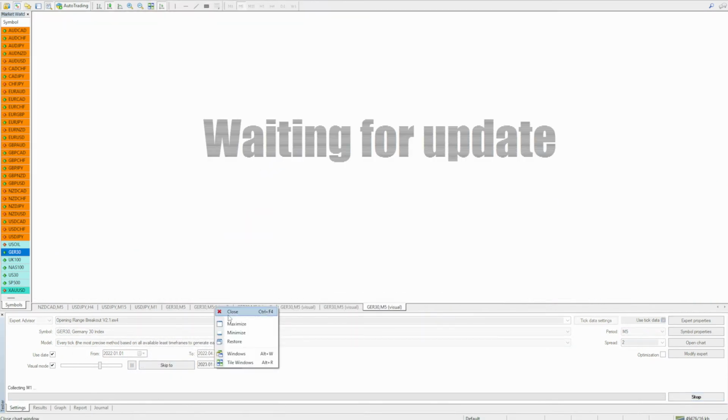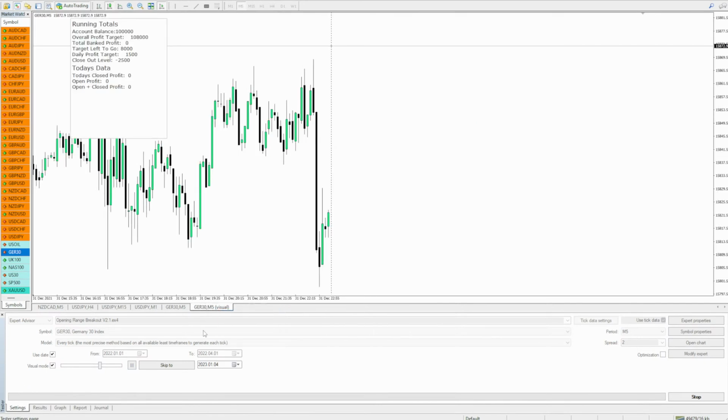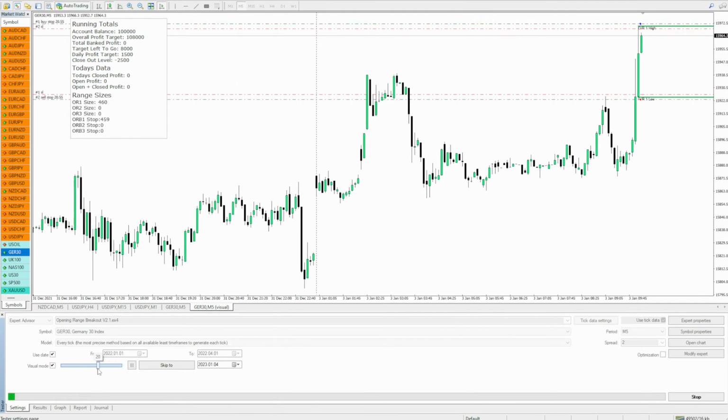Just close some of these other ones down that we don't need. Right, so you see all the data's up there. 100K account, target is 8K. I've got 8K left to go. I haven't banked anything yet. My daily profit target is $1,500, and I want to close out if I get to 2,500 in loss. Okay, so let's run forward a little bit to the first opening range.